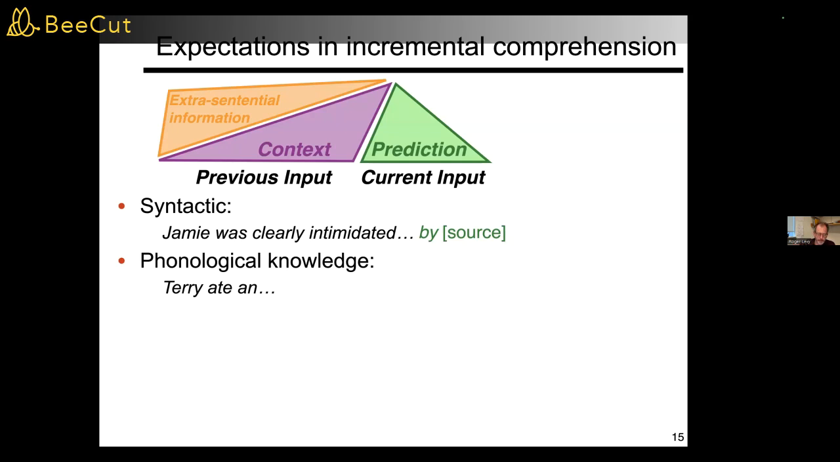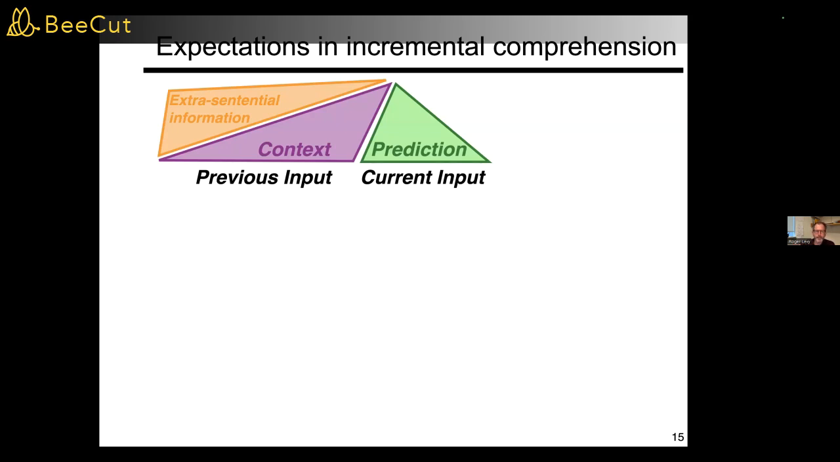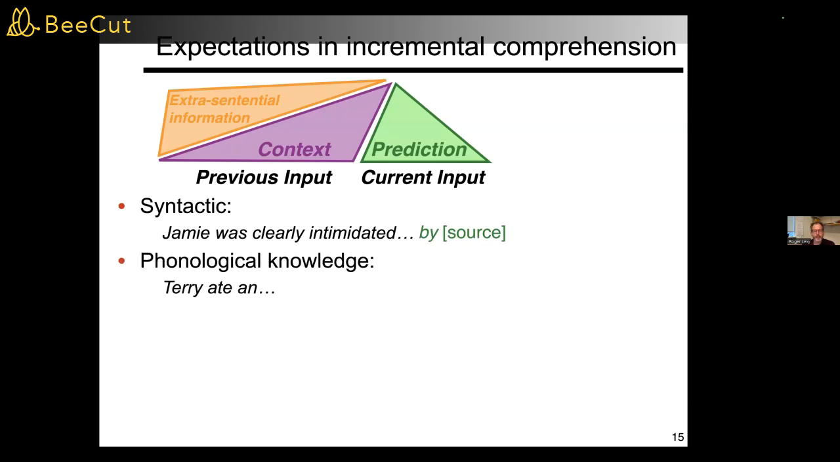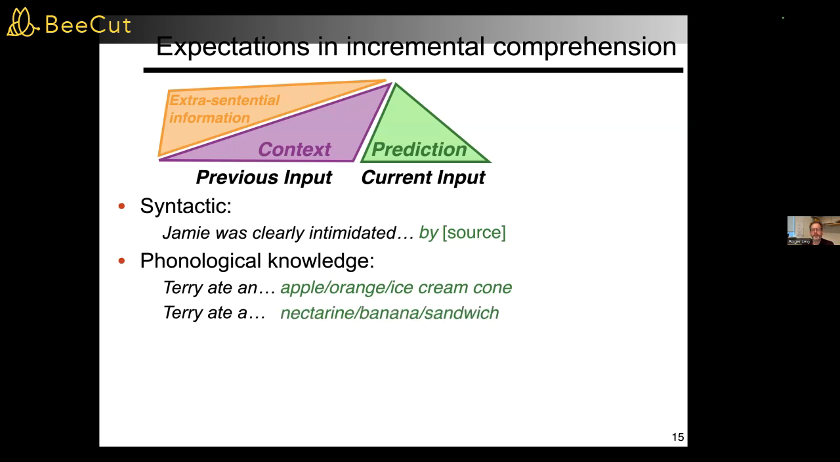But because of the passive voice, it actually works in the opposite way in this case. Okay. Phonological knowledge also matters. So for example, in the context of Terrier N, you might predict apple, orange, or ice cream cone. In the context of Terrier A, you have a different set of predictions: nectarine, banana, sandwich. Okay, so this is the interaction of lexical and syntactic and also phonological knowledge.